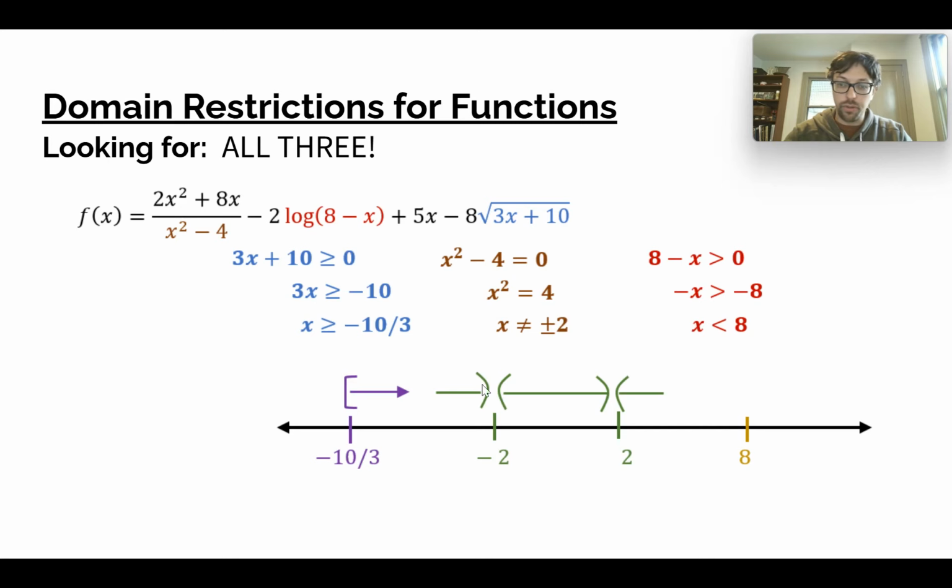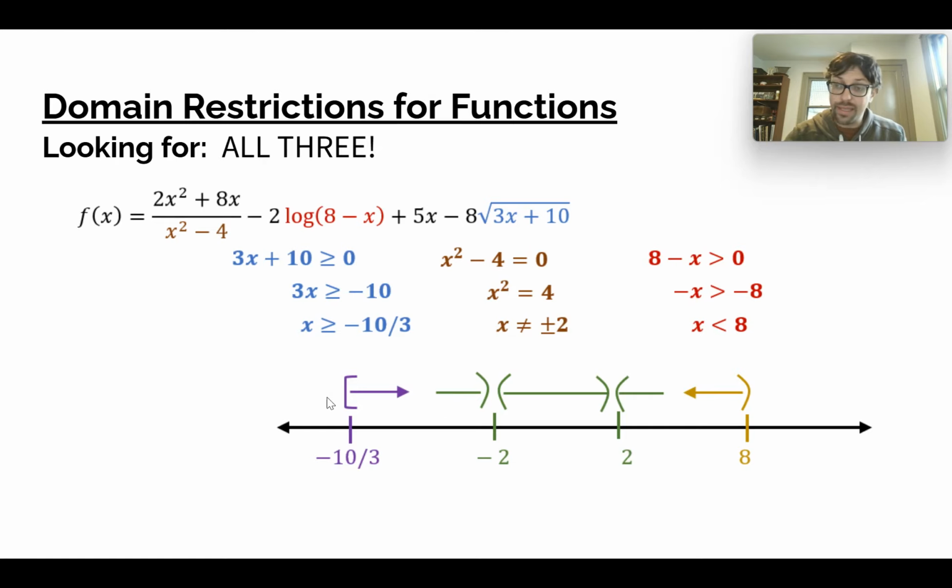Same thing with the 2, so it would keep going. And it's not going to get past here, though, because x has to be less than 8. So this is going to be the end because we want to be to the left of that 8. So we want to be in between that -10/3 and that 8. And we want to skip over -2 and 2.